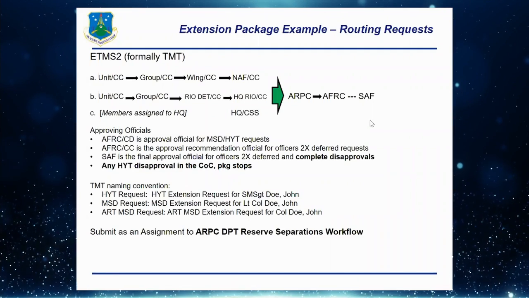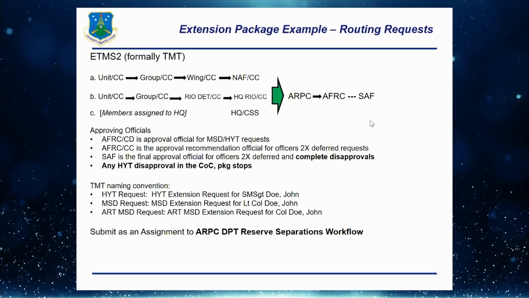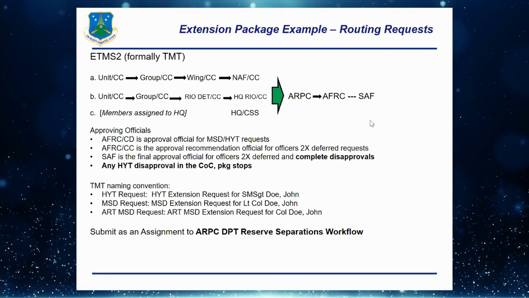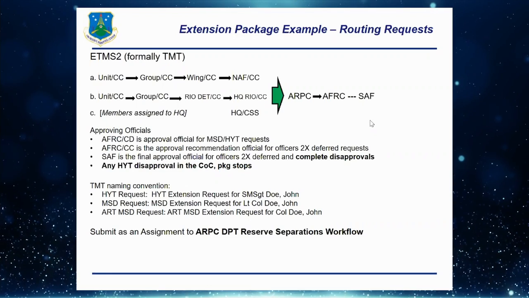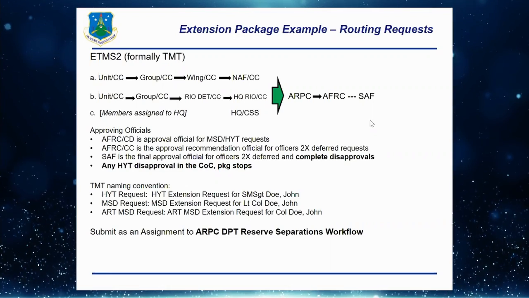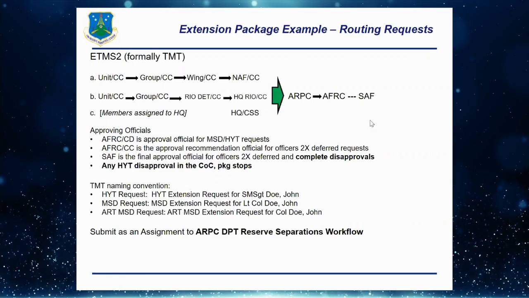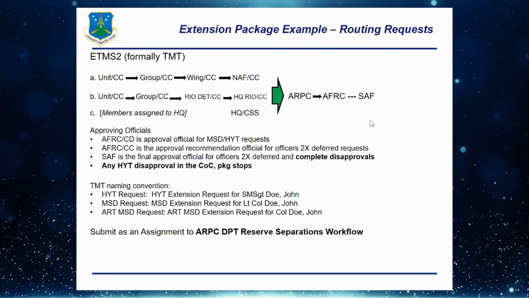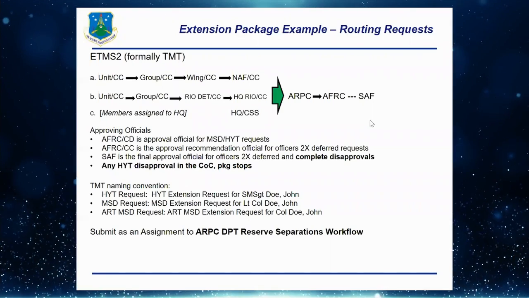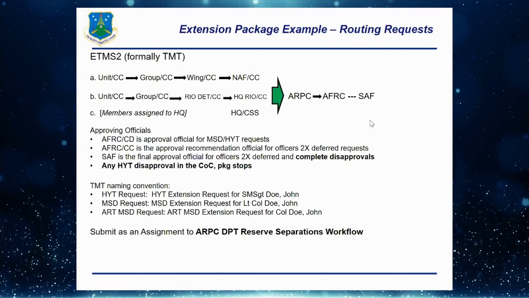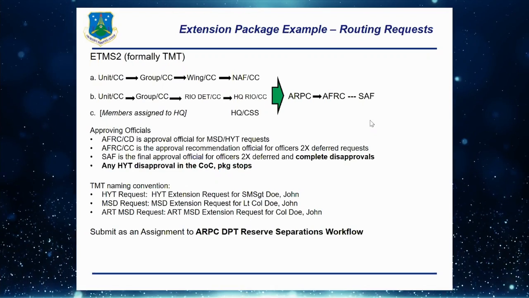Let's take a look at A for an example. If an HYT goes to the unit commander and he endorses it, it goes to the group, they're good to go. But the wing says, no, I disapprove that request. That's where the package stops. For MSDs, it goes all the way. For MSDs, the staff is the final approval official.